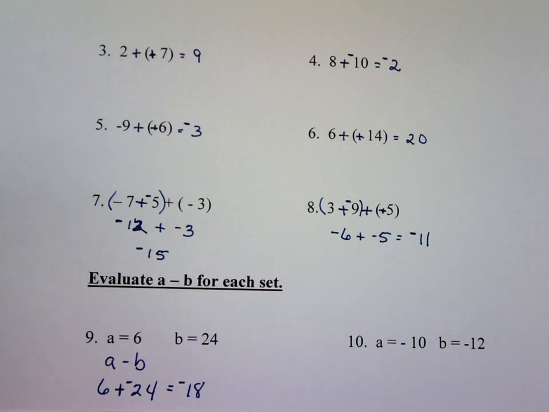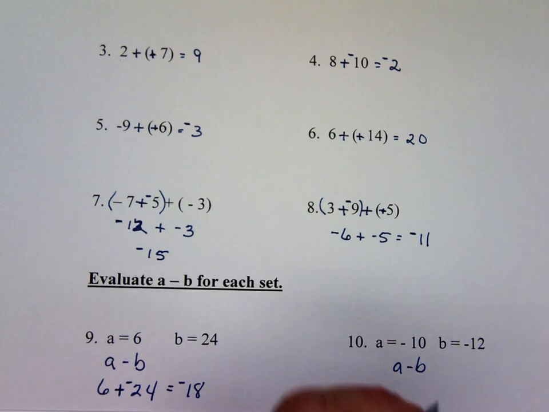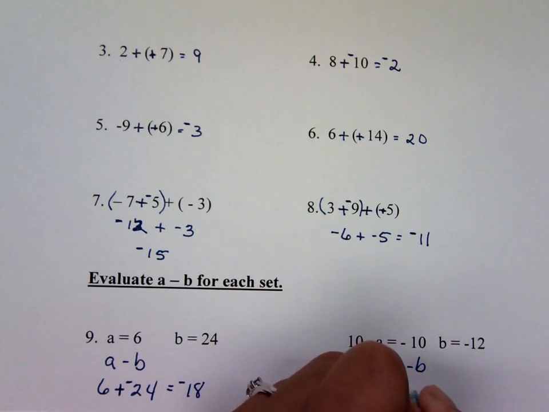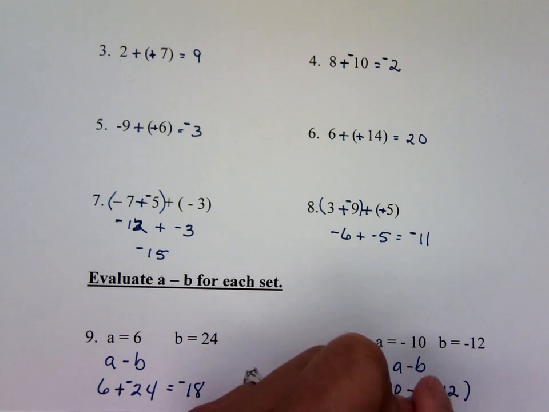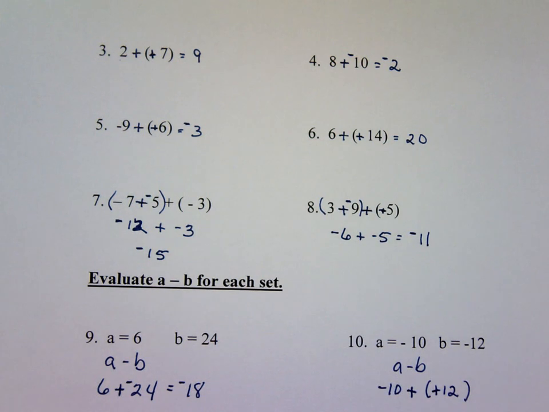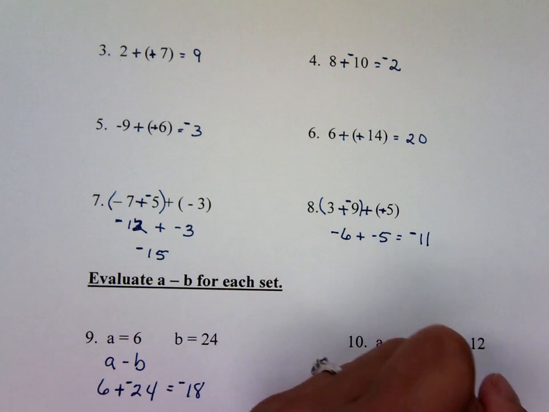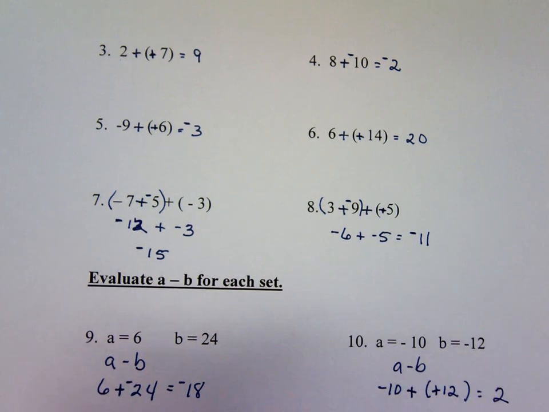So try number 10 on your own. Push pause. When you're ready, push play. All right, so you should have written a minus b. Replace your a with negative 10. Replace b with negative 12. Okay, change your subtraction sign to addition. Make 12 a positive 12 because it's right after the addition sign. You have a negative and a positive, so you know you have to subtract. So 12 minus 10 is 2, and the 2 stays positive because 12 is positive.